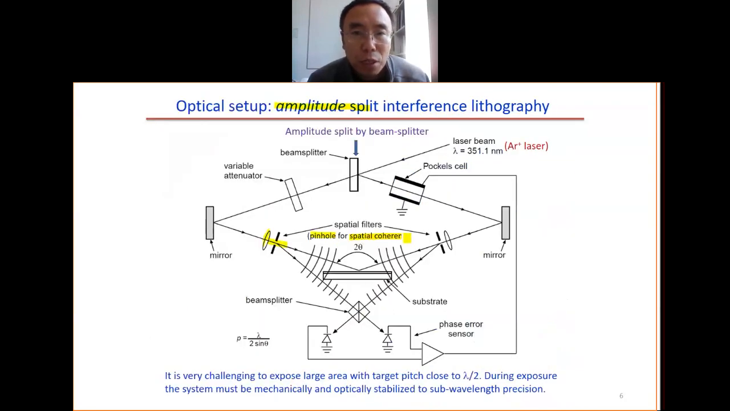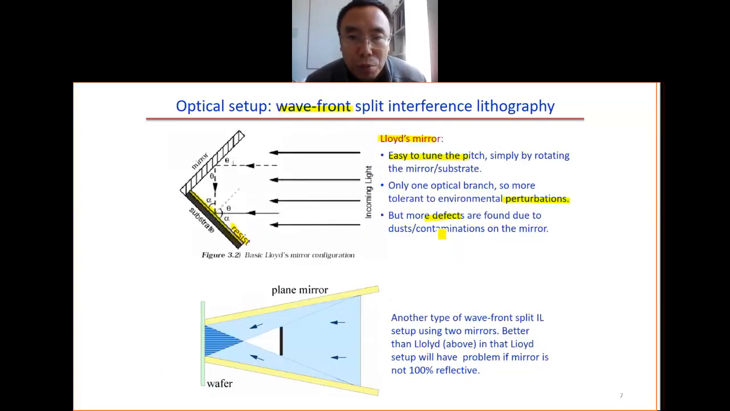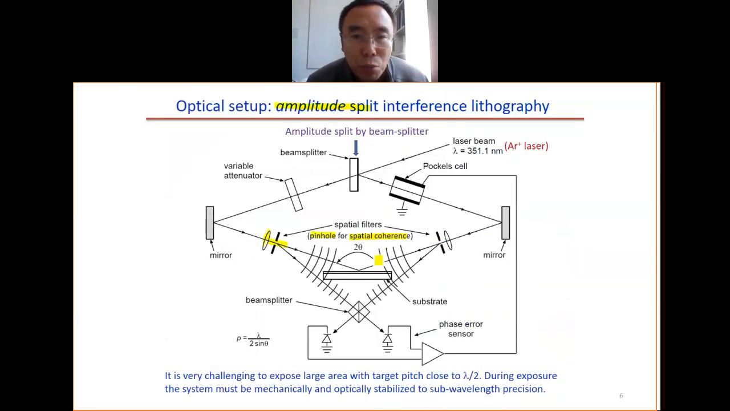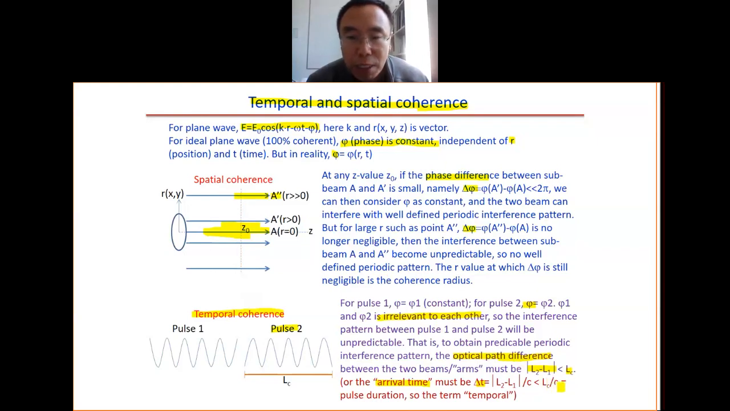If we look at here, we have one optical path from here, to here, and to here. This is L1. The other one is from here to here, and to here. This is L2. The difference between the two branches should be smaller than the pulse length, smaller than LC. If we divide by the speed of light, then this becomes the time difference. So the arrival time difference between the two branches should be smaller than LC over C. That's why this is the arrival time, and that's why it is called temporal coherence.